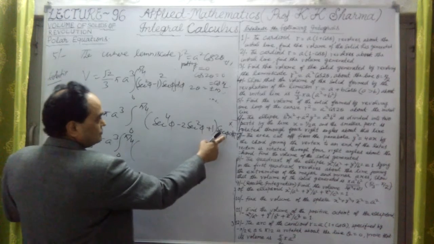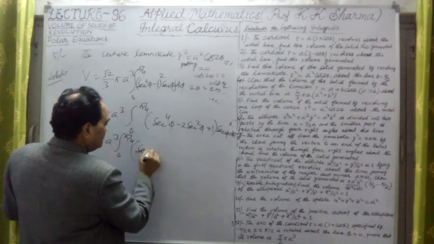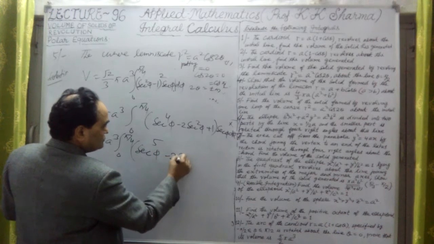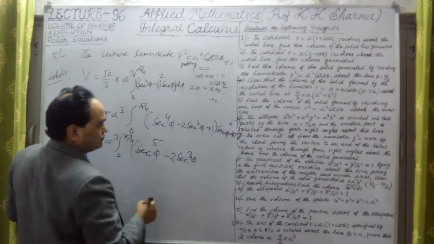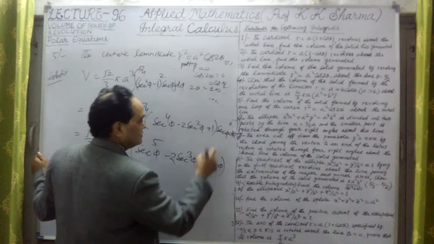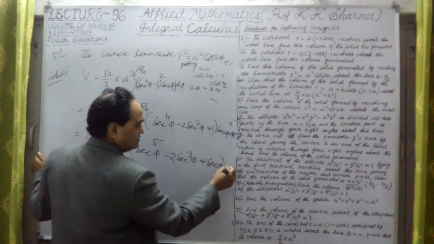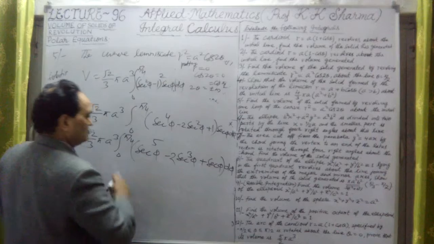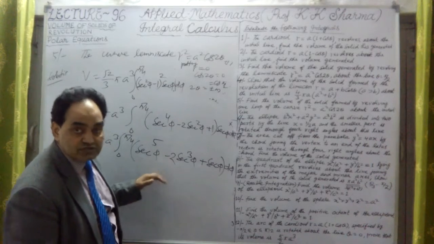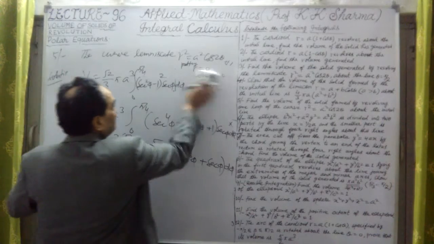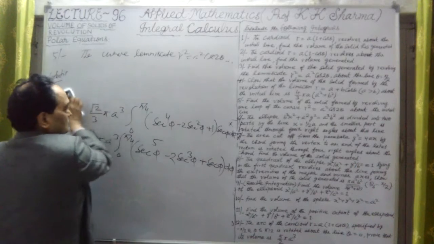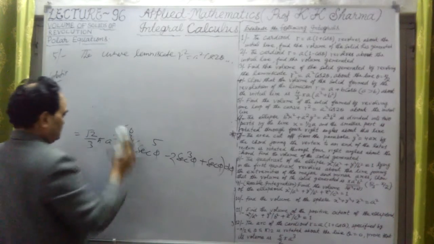Now sec⁴ into sec is sec⁵, minus 2 sec³φ plus secφ, into dφ. It is to be integrated now. Now we know the reduction formula for secant. Let me write that down. So finally we have to resolve this question.